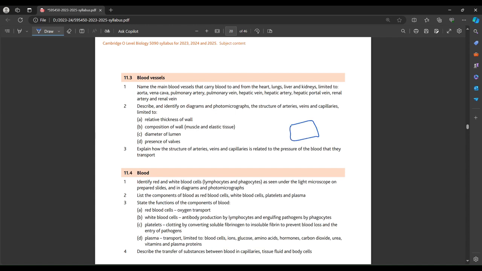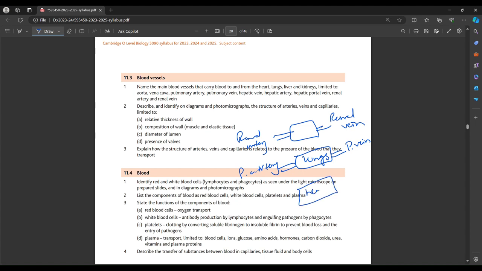किडनी की तरफ कौन सी ब्लड वेसल जाती है? आपकी रीनल आर्टरी. अवे कौन जाती है? रीनल वेन. लंग्स की तरफ कौन सी जाती है? Pulmonary artery. Arteries are the blood vessels that carry blood away from the heart. कोई सी भी artery होगी, it will always carry blood away from the heart. तो pulmonary artery, heart को हम कर लेते हैं.